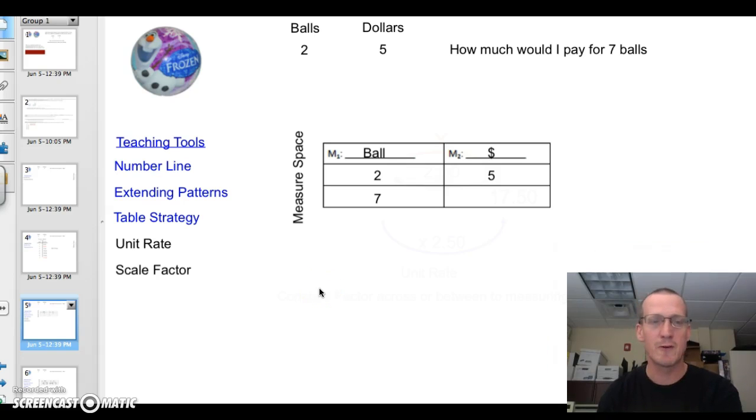Now we're going to be going into unit rate and scale factor. Now we're starting to get into our 5th, 6th, and 7th grade standards with unit rate and scale factor. And there's this thing called a measuring space. And in the measuring space, what I do is I find my first measurement and my second measurement, and in this case it was balls. I had 2 balls and then 7 balls, and I had $5. And what I want to find out is what is the price of the 7 balls. So if I go 2 times what is 5, or take 5 divided by 2, what is my answer?